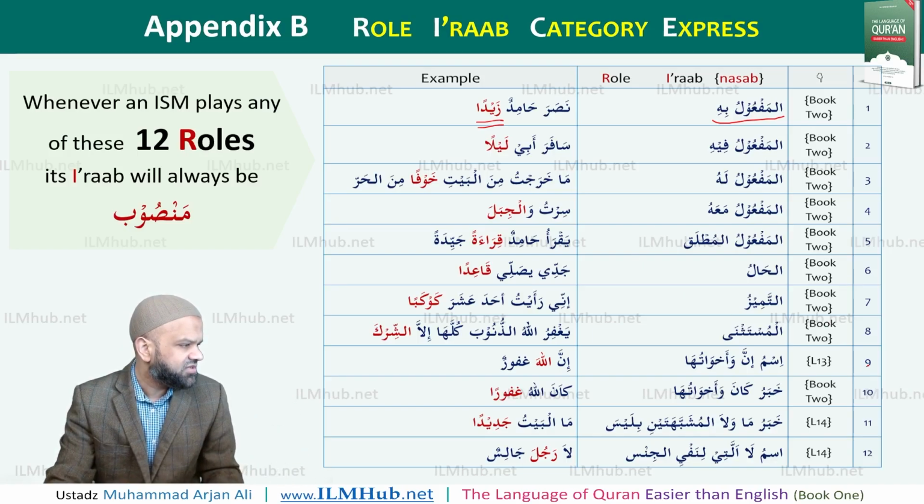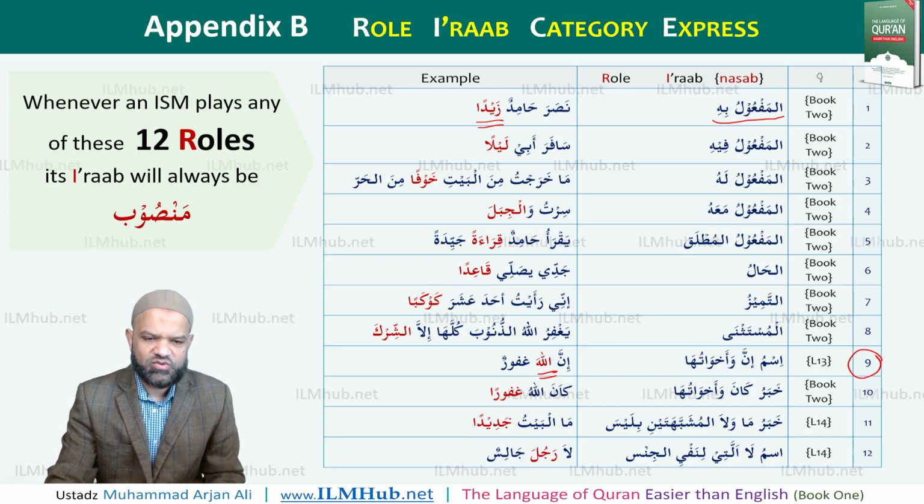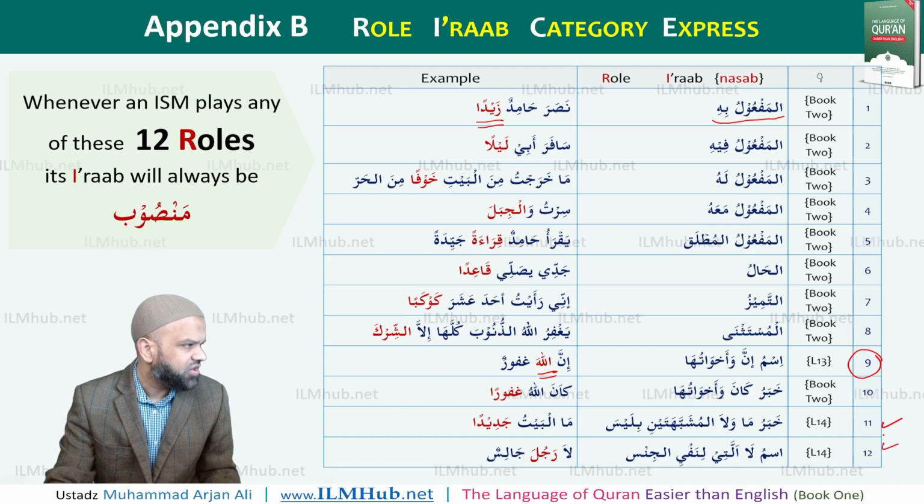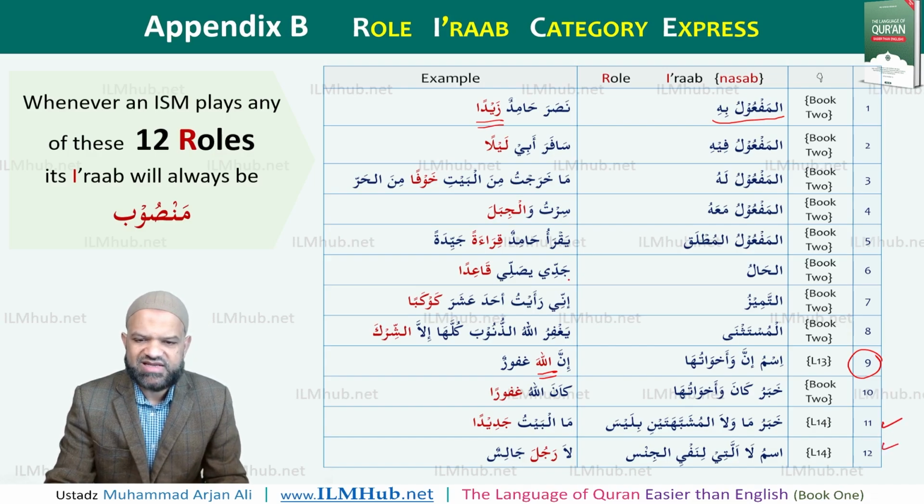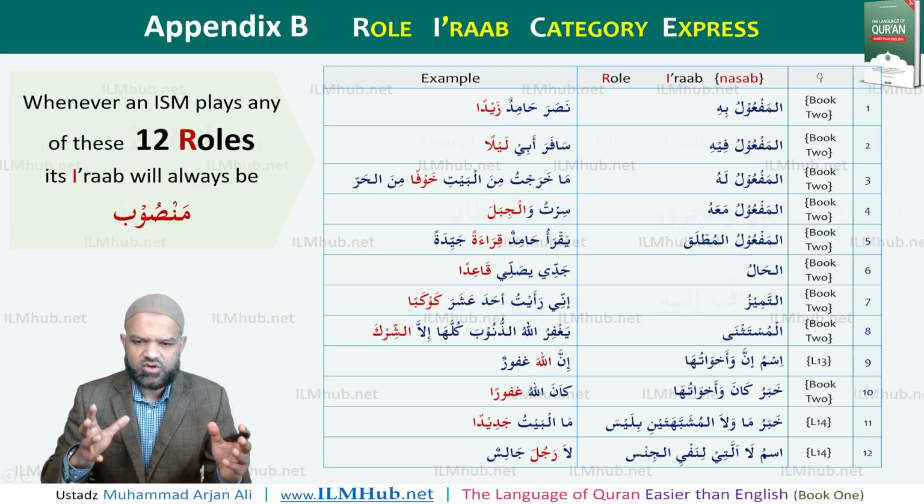In lesson number 13, which is number 9 on your list, we'll also cover another reason why an ism will go into nasab. The rest of them will be covered, inshallah ta'ala, in book 2. And I think in lesson 14 and 15 we will also cover 11 and 12. So by the end of this book, you'll have an idea of 3. The rest will be covered, inshallah, in book 2 as we go into some further detail. So 12 roles for an ism to be in the nasab or mansoob.